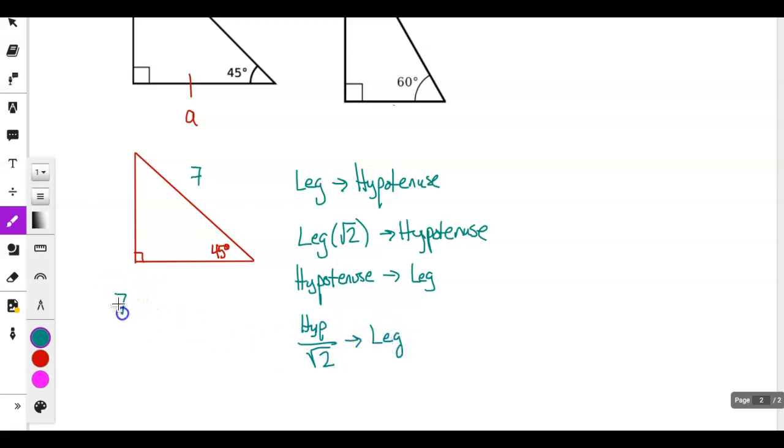So if we take 7 and divide by the square root of 2, we have to rationalize it. For the legs, we get 7 root 2 over 2. So this leg right here would be 7 root 2 over 2, and this leg would also be 7 root 2 over 2. Okay, so that's called a 45, 45, 90.